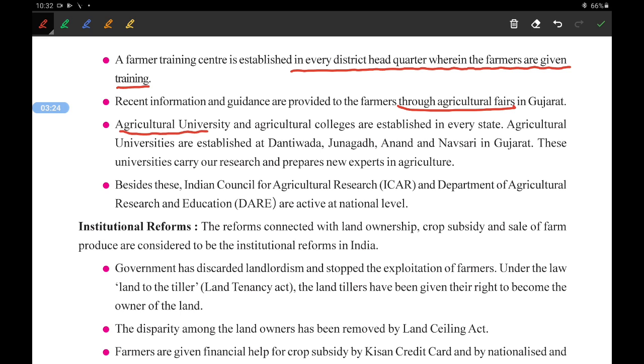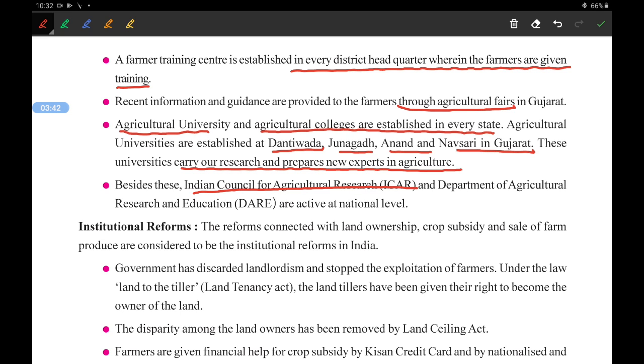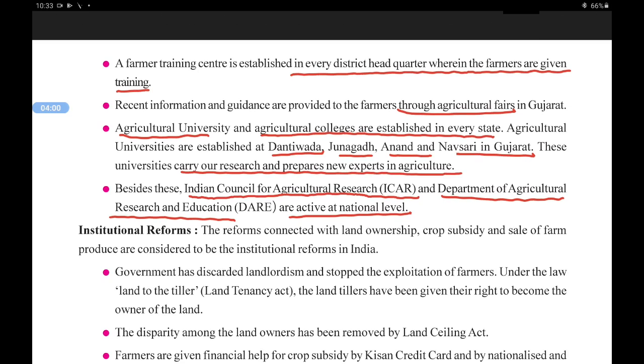Agriculture universities and agriculture colleges are established in every state. Agriculture universities are established in Dantiwada, Junagadh, Anand, Navsari in Gujarat and so on. These universities carry out research and prepare new experts in agriculture. Besides this, the Indian Council of Agricultural Research, ICAR, remember it? ICAR and the Department of Agricultural Research and Education, DARE, are active in national roles. So these are some of the technical reforms being made in the agriculture sector.